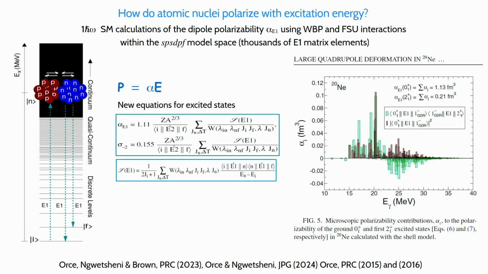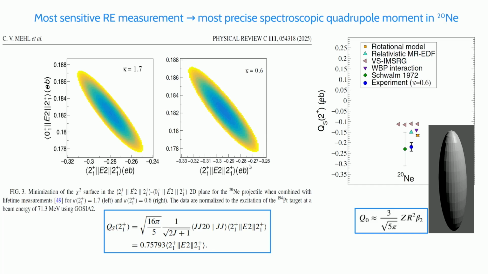For the ground state, they add them together because it's the square of them. But for the first 2+, these matrix elements can have a positive or negative sign. And obviously for the first 2+, the negative-sign matrix elements interfere destructively, lowering the polarizability from the ground state to the first excitation. This is a big thing that we need to consider for these light systems.